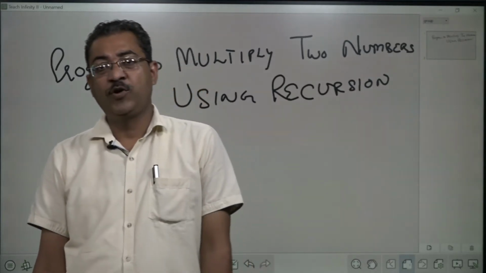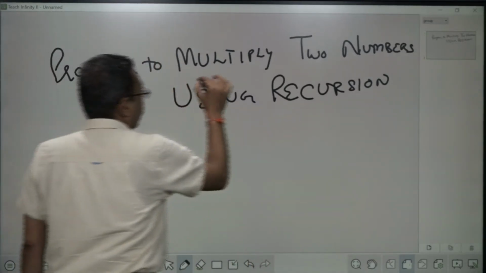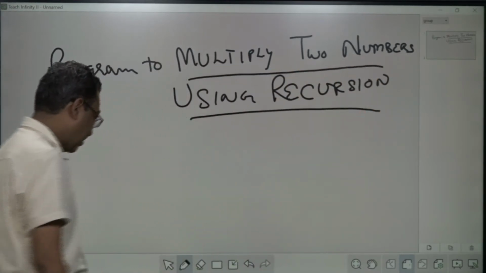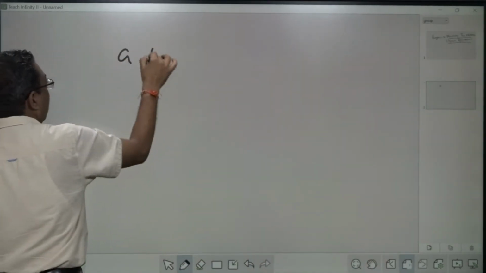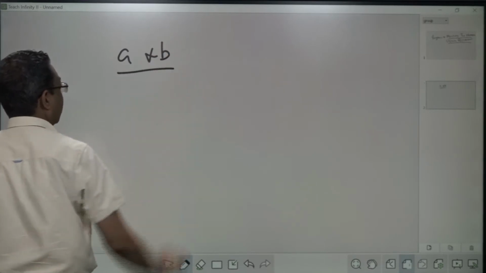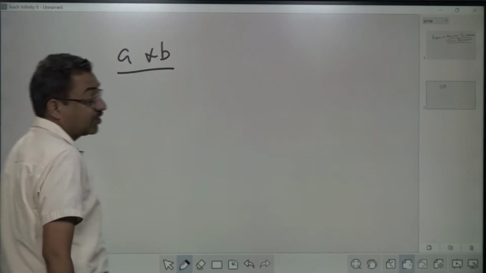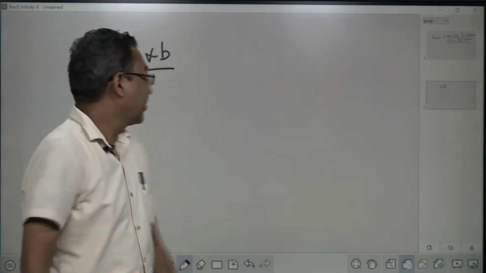In this video I am going to discuss how to multiply two numbers using the concept of recursion. For that, let's go for the basics. What I want is to multiply two numbers, and of course I want to make use of recursion or a recursive function.